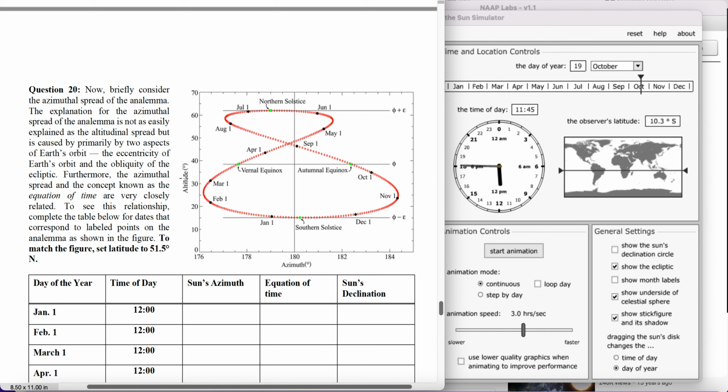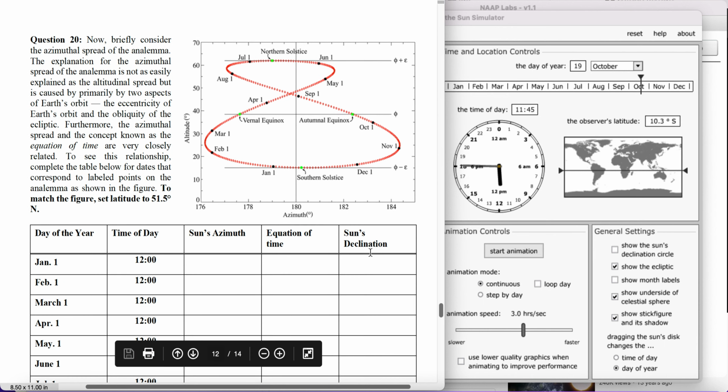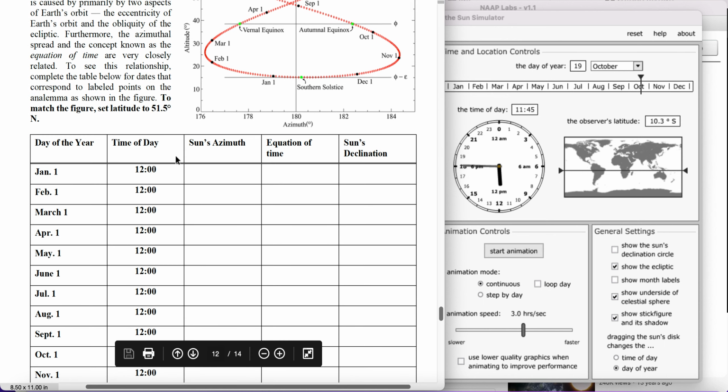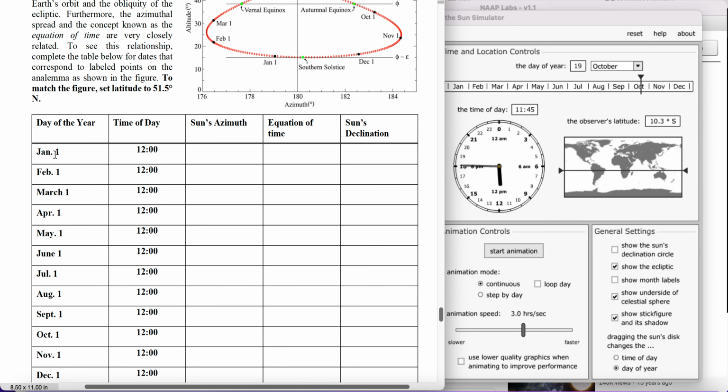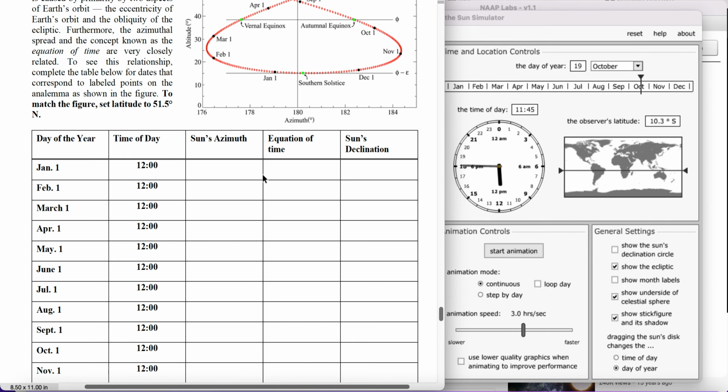All right, and this would just be in terms of the local sky measurements, altitude, and azimuth. Okay. And then what you're going to do is go to that latitude, and you're going to look at a number of different days, okay? So you're going to go through and fill out the sun's azimuth, the equation of time, and the sun's declination.